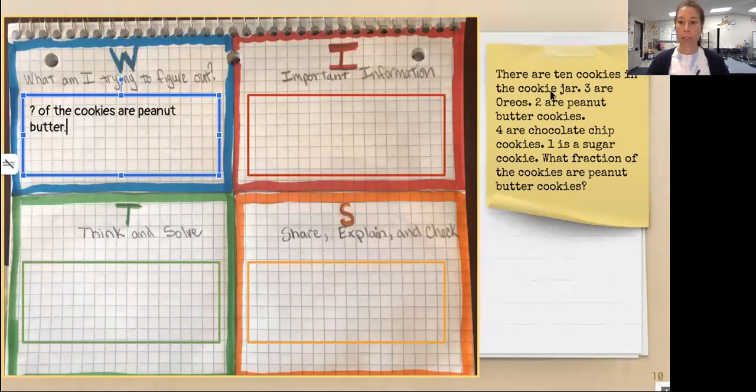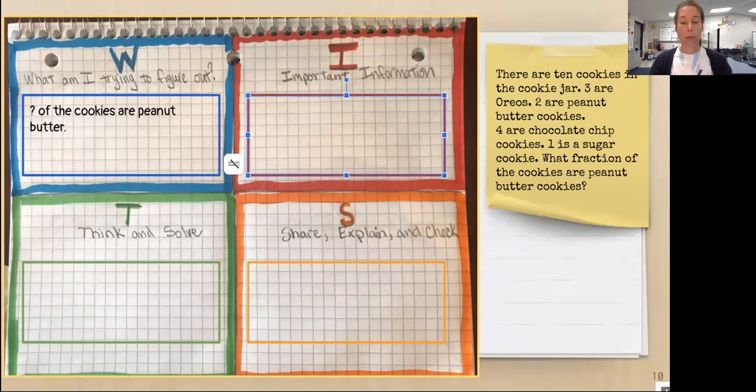Okay, so now important information. Well, I know that 3 Oreos are important, definitely. 2 peanut butter cookies, 4 chocolate chip cookies, right? You're writing all this down on your whiteboard, and 1 sugar cookie. So I'm going to put that here, okay?